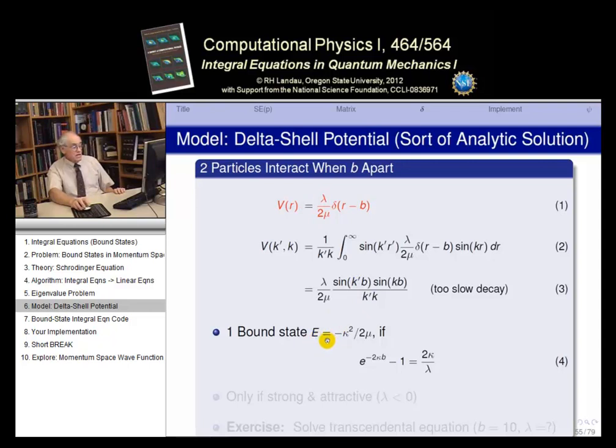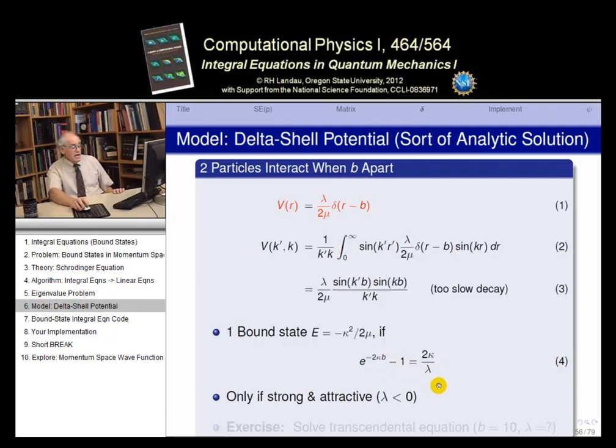energy E = -kappa squared over 2 mu, so some value of kappa, and that kappa is a solution of equation 4. Okay? So there's a transcendental equation here, the closest you can get to an analytic solution, and it determines the value of kappa, the wave vector, for the bound state. And what you can see here is, in order for there to be a solution of equation 4, two conditions must be met.